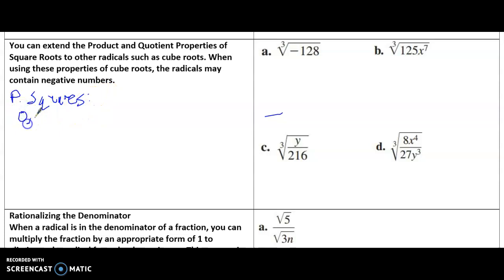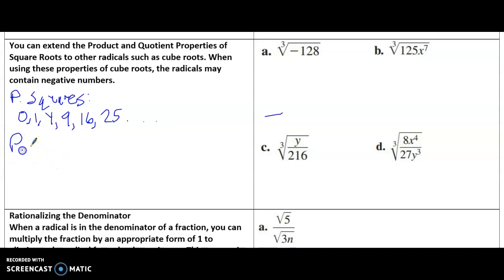0 is a perfect square. 1 is a perfect square. 4 is a perfect square. 9 is a perfect square. 16 is a perfect square. 25. Okay, 0 squared: 0 times 0 is 0, 1 times 1 is 1, 2 times 2 is 4, 3 times 3 is 9, 4 times 4 is 16, and so on and so forth.